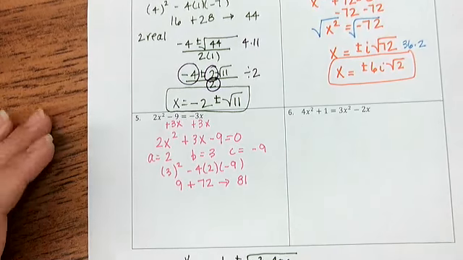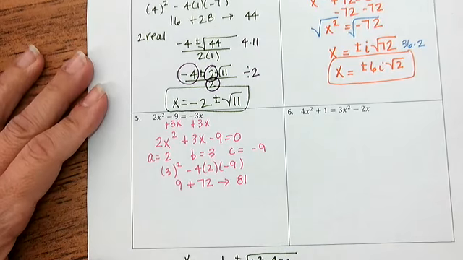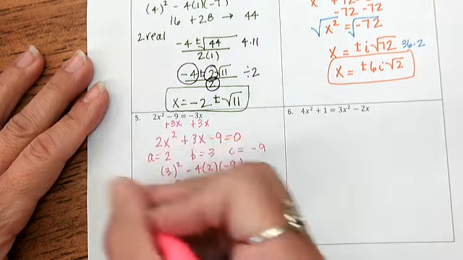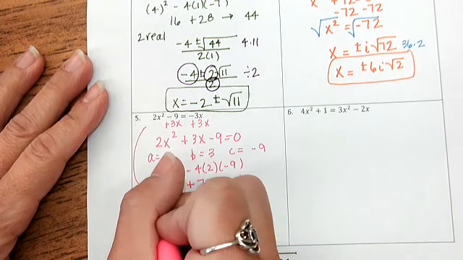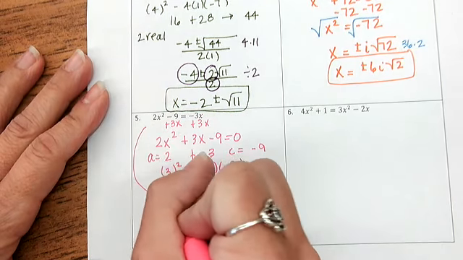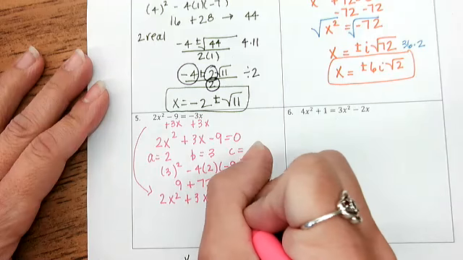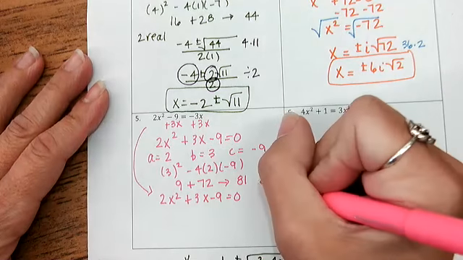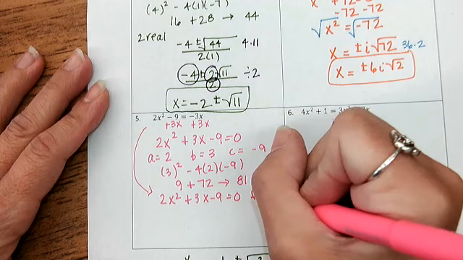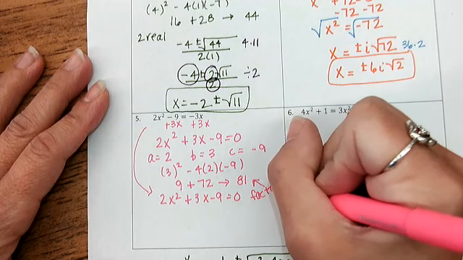So I'm actually going to factor this. I think it's good to review. So I'm just going to rewrite the problem when it's equal to 0. We're going to factor this because 81 is a perfect square. So this is factorable.